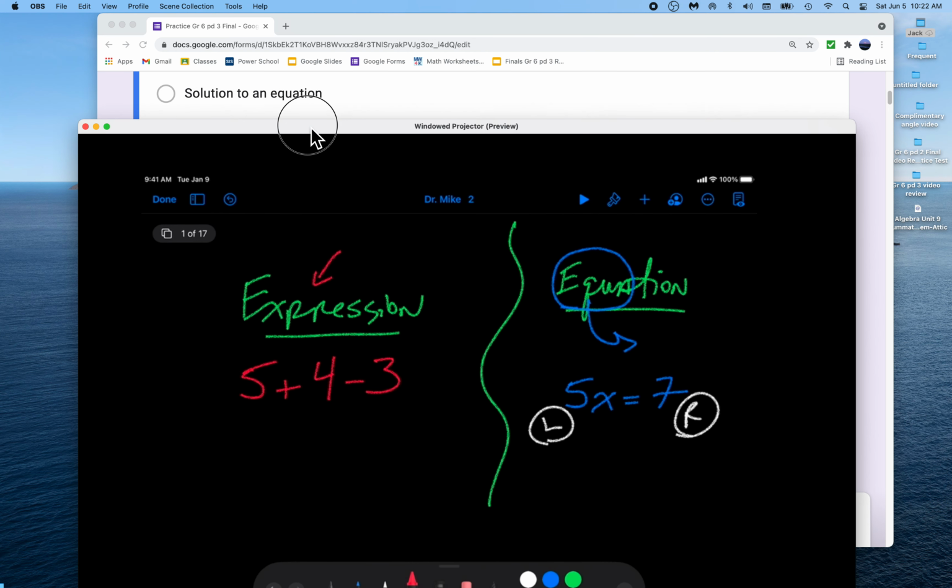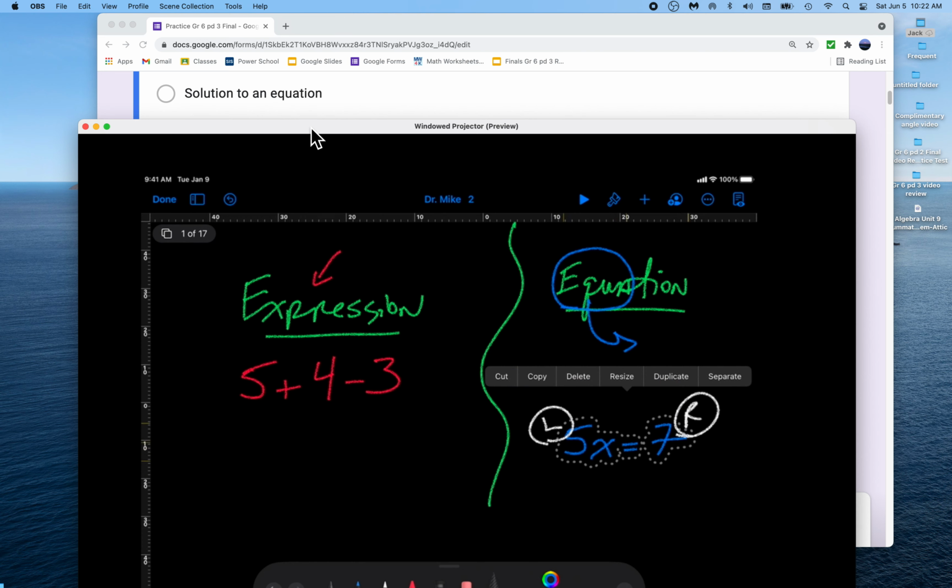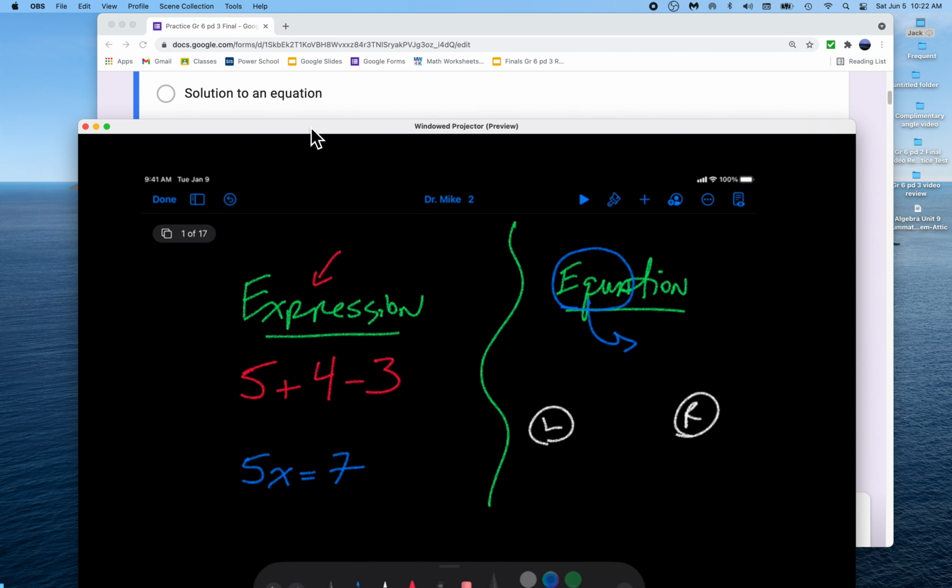Solution to an equation. Okay, let's use this one right here. Okay, that's an equation.